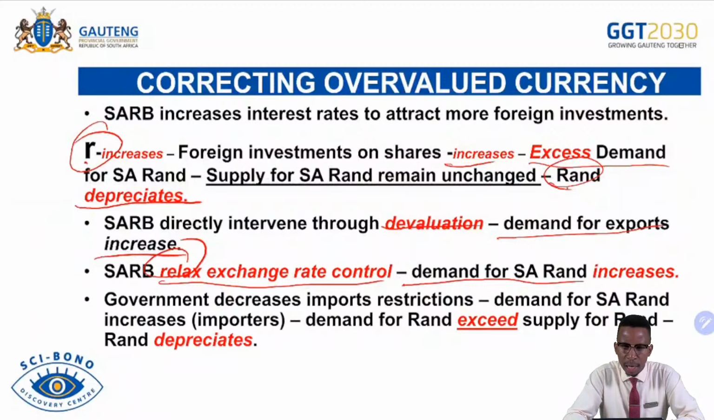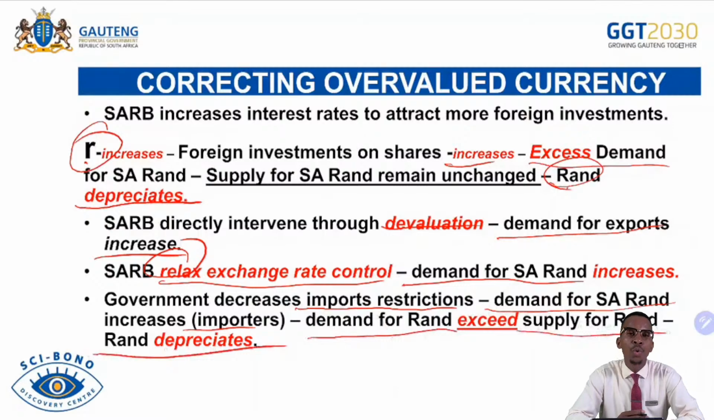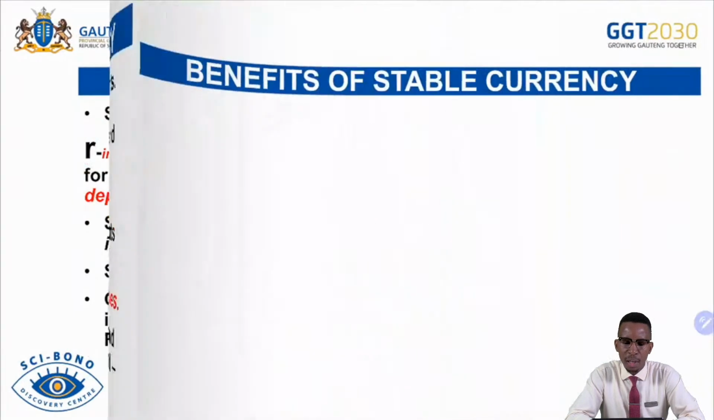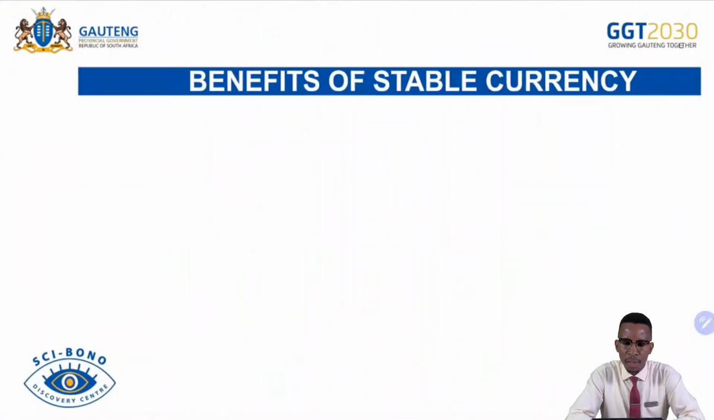Government decreases import restrictions. The government can intervene by reducing or withdrawing import restrictions to make imports flow into the South African economy. The demand for the South African rand will be increasing by importers, and then the demand for the rand will exceed the supply. So this will lead to the demand increasing more than the supply of rand. That's when the currency is overvalued.